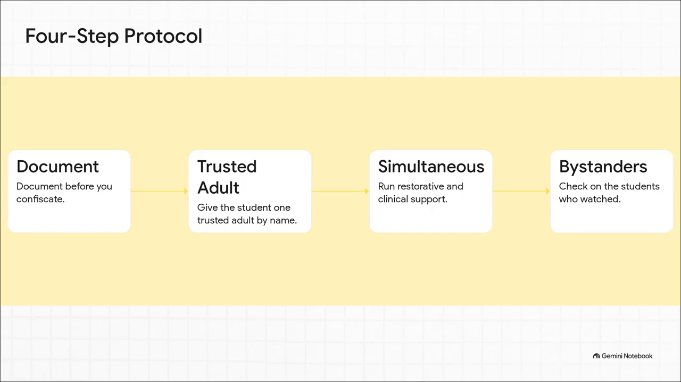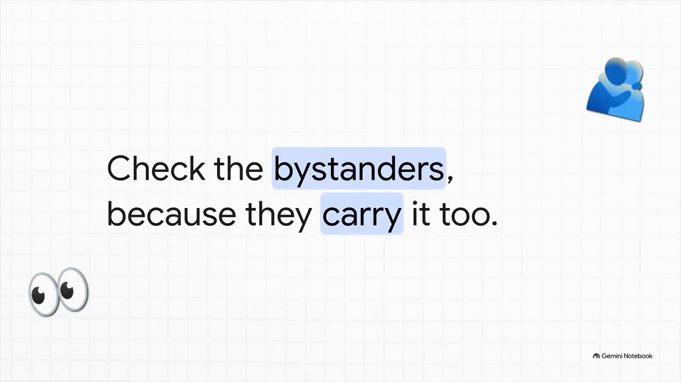And step 4? Well, let's take a closer look at step 4. Check the bystanders. This step gets overlooked all the time, but it is vitally important. Because listen, the students who just watch the digital harm unfold, the ones reading that group chat, seeing the harsh comments, watching the exclusion happen, they carry that trauma too. They internalize this deep fear of, oh man, I could be next. Your protocol absolutely has to include checking on the audience, not just the primary targets.